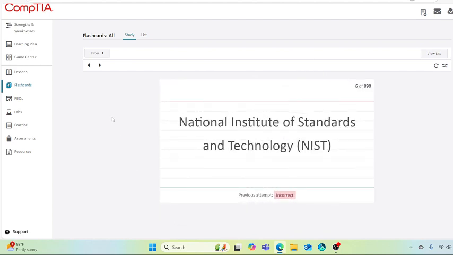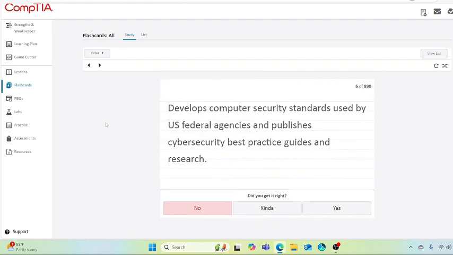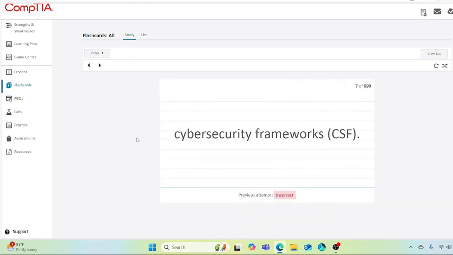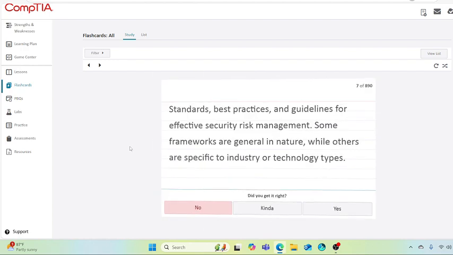National Institute of Standards and Technology, NIST, develops computer security standards used by U.S. federal agencies and publishes cybersecurity best practice guides and research. Cybersecurity frameworks. Standards, best practices, and guidelines for effective security risk management. Some frameworks are general in nature, while others are specific to industry or technology types.